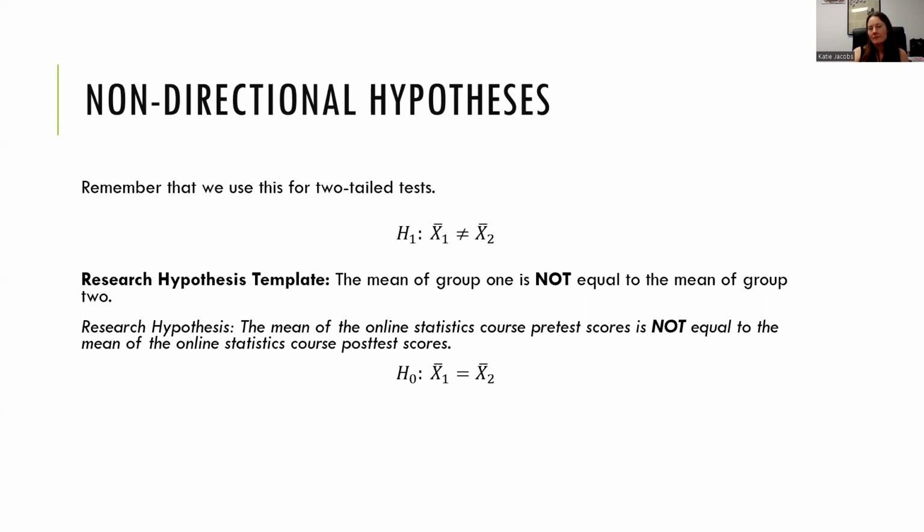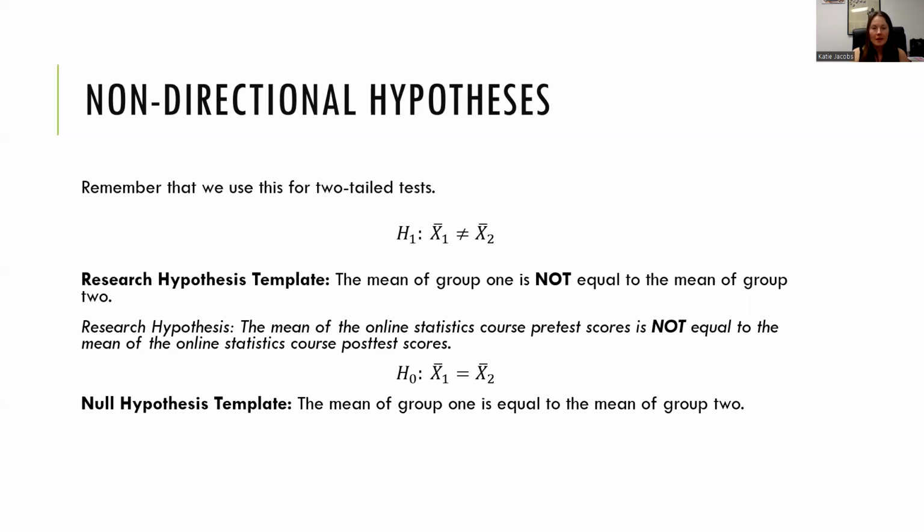Then after I write my research hypothesis in symbols and in words, I would go ahead and write our null hypothesis. So we have H sub 0, which is our symbol for null hypothesis. Put a colon, then we have X bar sub 1 equals X bar sub 2, because remember, our null hypothesis has to cover everything that our research hypothesis doesn't cover. I can give you a template for this, the null hypothesis template: the mean of group 1 is equal to the mean of group 2.